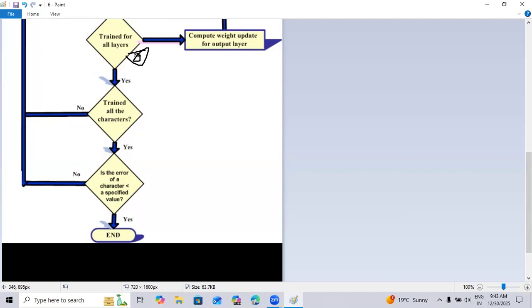First, the loss is calculated at the output layer. Then the error is propagated backward from the output layer to the hidden layers. Then each weight is updated based on how much it contributed to the error.